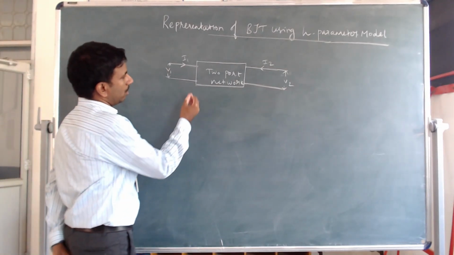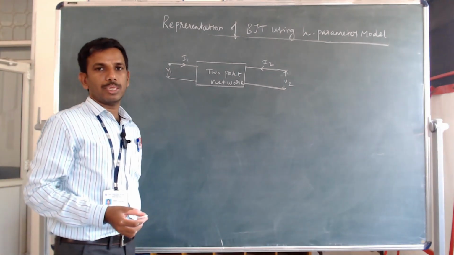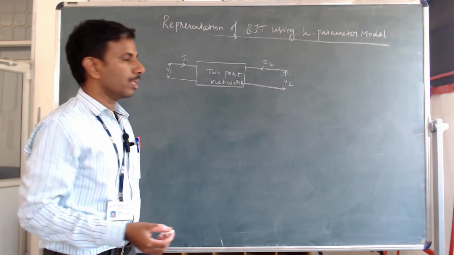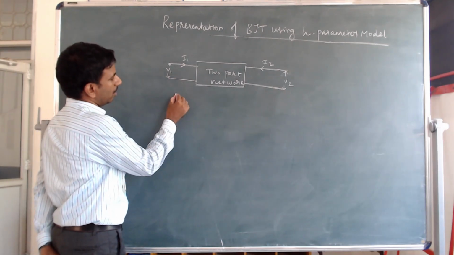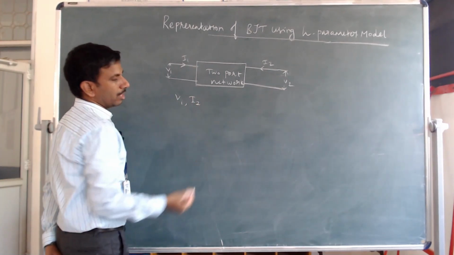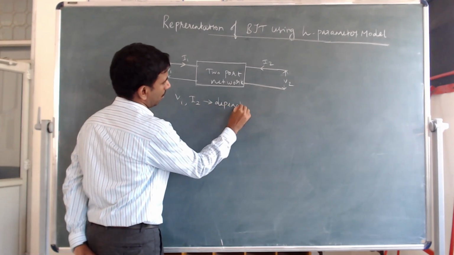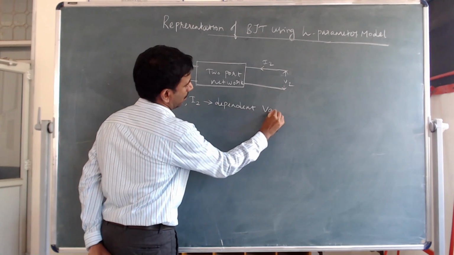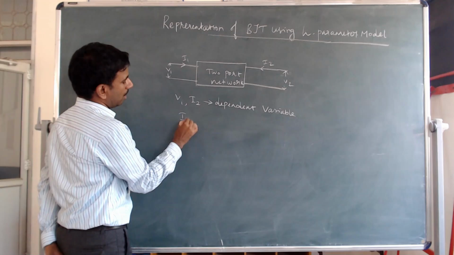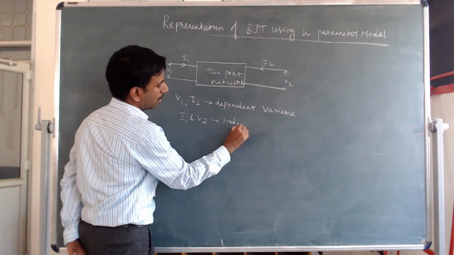In this two-port network, any two variables need to be considered as dependent variables, and the other two variables need to be considered as independent variables. In this case, we will consider V1 and I2 as dependent variables, and then I1 and V2 as independent variables.